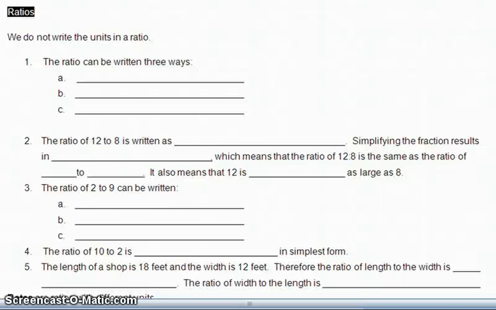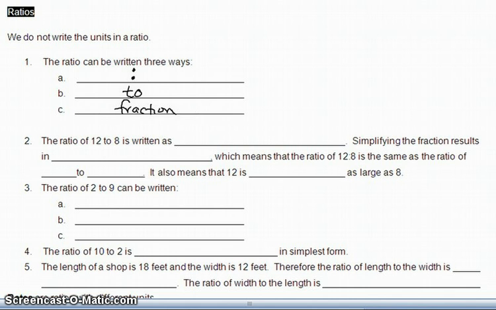Hi and welcome. This video will be discussing ratios and rates, how to write them, and how to simplify them. So a ratio can be written, and remember, ratios are a comparison of two values with the same units. And we can write them three ways: with a colon, with the word to, and as a fraction.